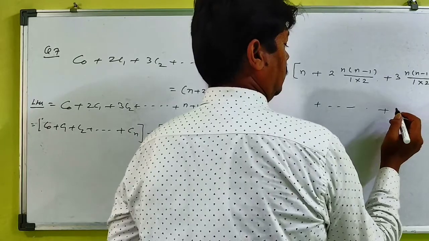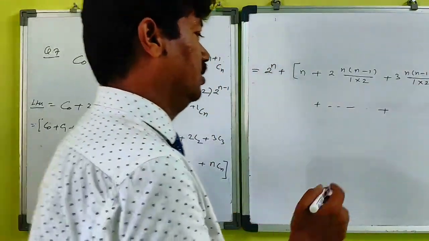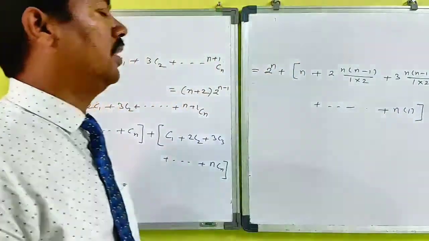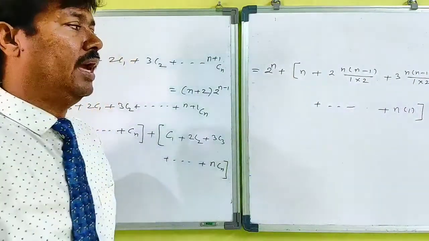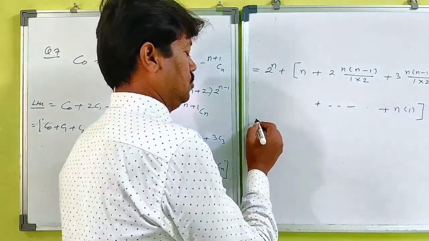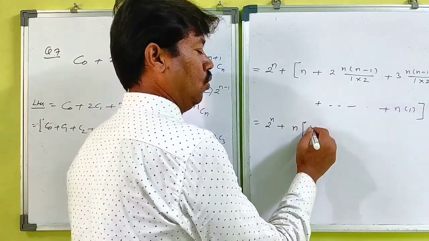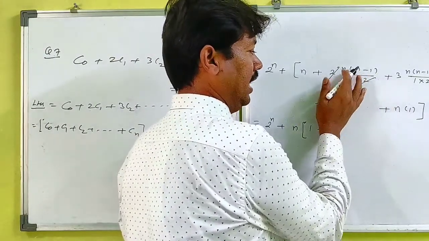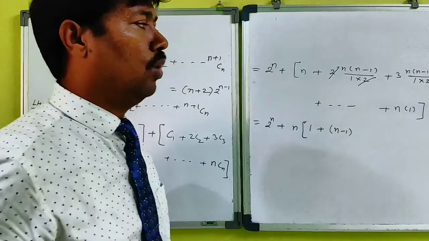So nCn is equal to what? n into Cn, so n into 1. Like this. Now we observe this, we can take n common. n is there everywhere. So it is 2 raised to n, and we take n common here: 1 plus. Now this 2 and this 2 are out and n is out. So what remains there? It is n minus 1.